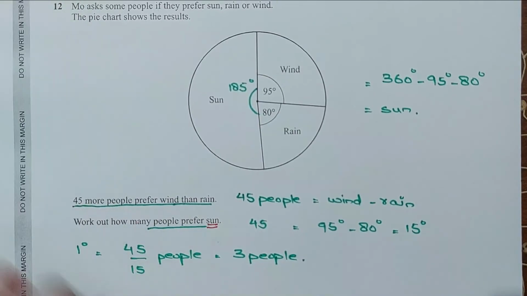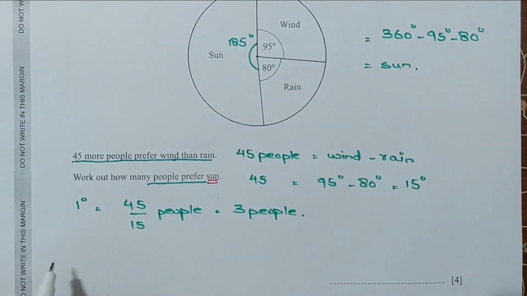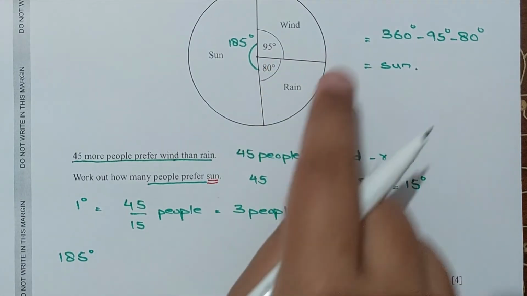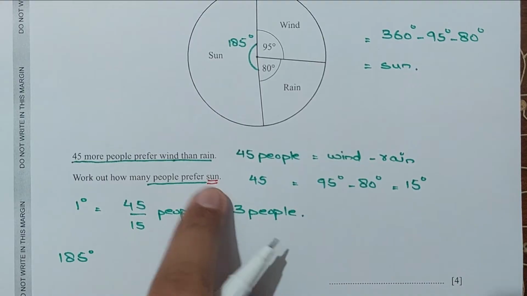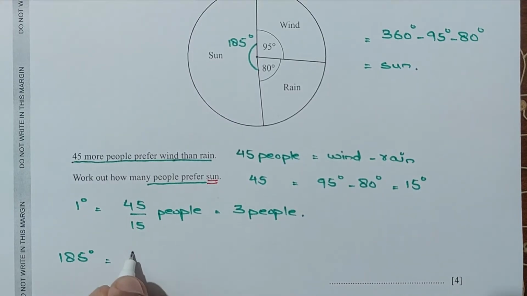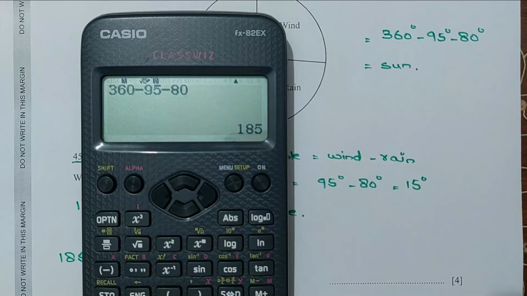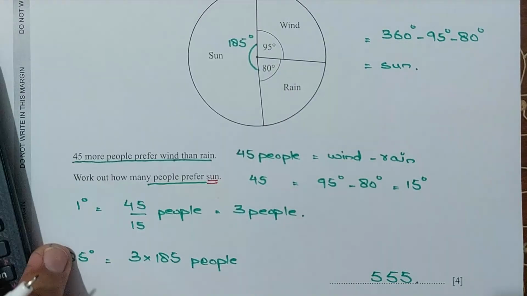If 1 degree equals 3 people, what is 185 degrees? We are not dealing with the number of people for wind, for rain or for the total. We are just working on the sun. So this would be 3 times 185, the number of people who prefer sun. 3 times 185 is 555 people prefer sun. All right.